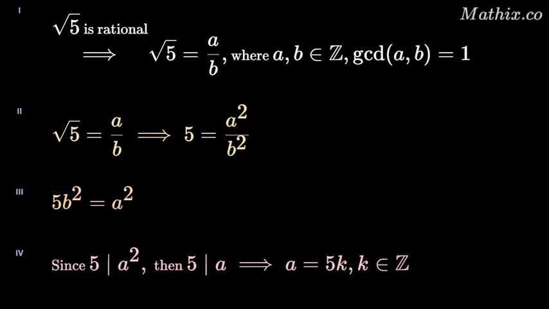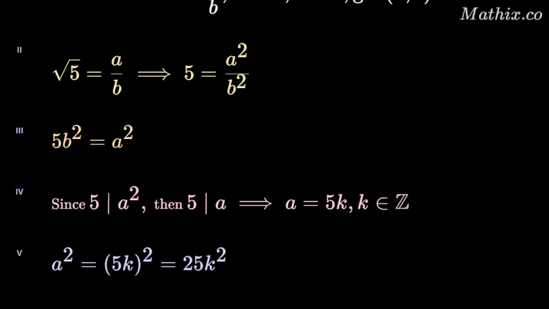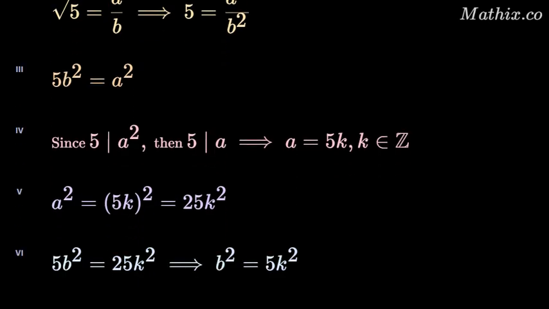Since 5 divides a squared, it must also divide a, so we can express a as 5 times an integer k. Substituting a equals 5k into a squared gives a squared equals 25 times k squared. Replacing a squared in the equation 5b squared equals a squared gives 5b squared equals 25k squared, which simplifies to b squared equals 5k squared.